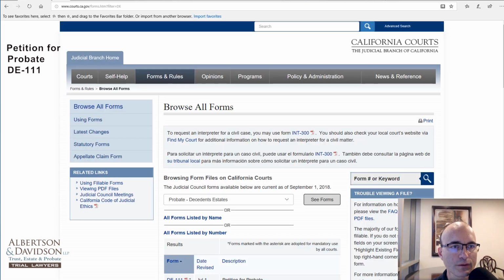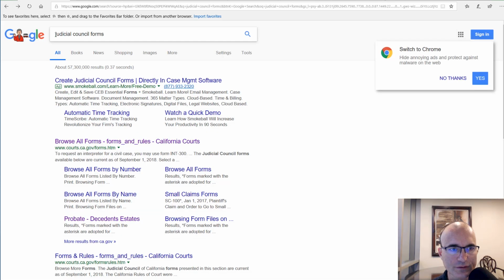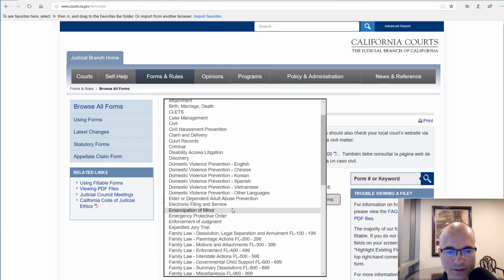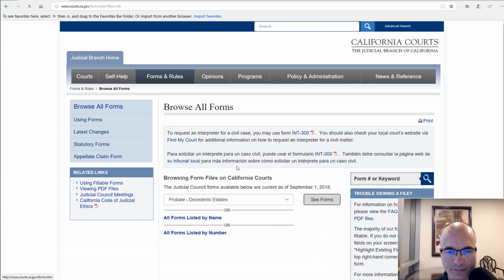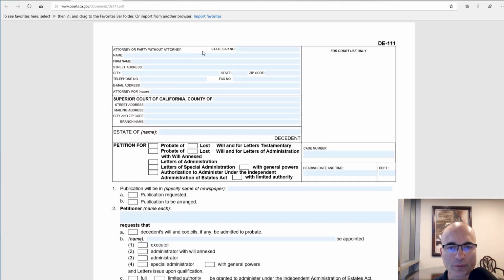As with all of our forms in our Form Vault series, I always start just by going to Google. And that's what I did here. You just search for judicial council forms. You can go to the California Court's website and click on probate forms, decedents estates. I happen to know that we need DE-111. It's the first form up on the page here. If I didn't know that, I could do a search here by name or by form number. So I've brought up the form right here.